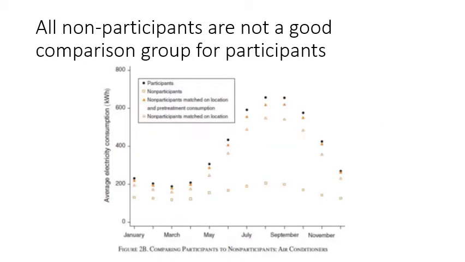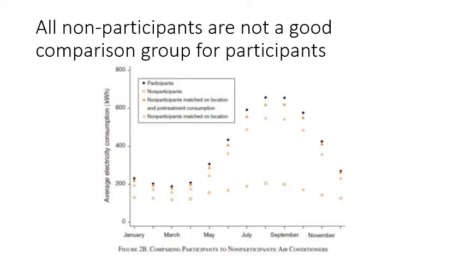So here, this graph shows why we need to have all these extra controls and a matching approach. All non-participants are not a good comparison group for participants. What this graph is showing is that non-participants, in general, the squares, have a lower average electricity consumption than participants. The hollow squares are the lowest line in here, but the participants have a much higher average electricity consumption, particularly in the summer months.